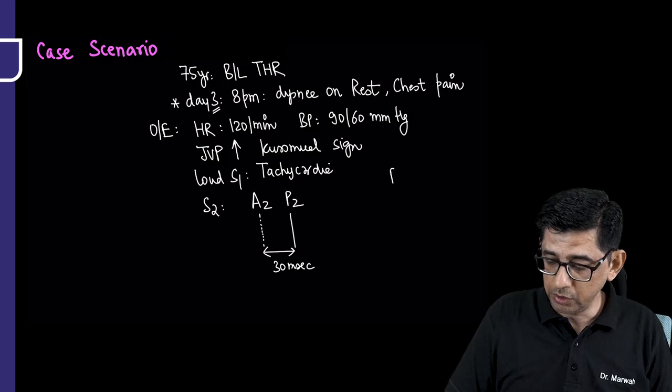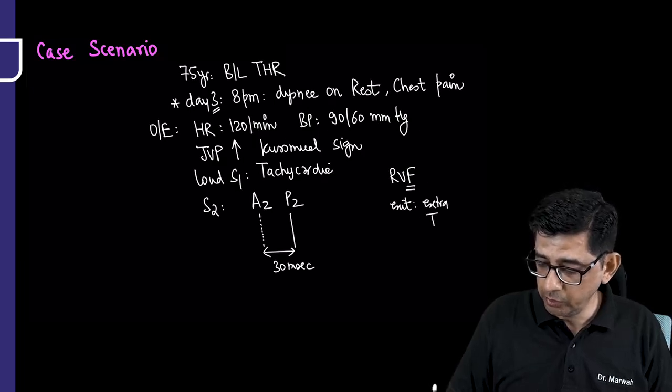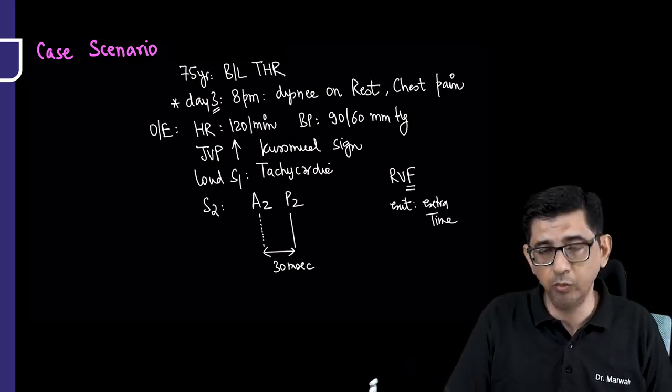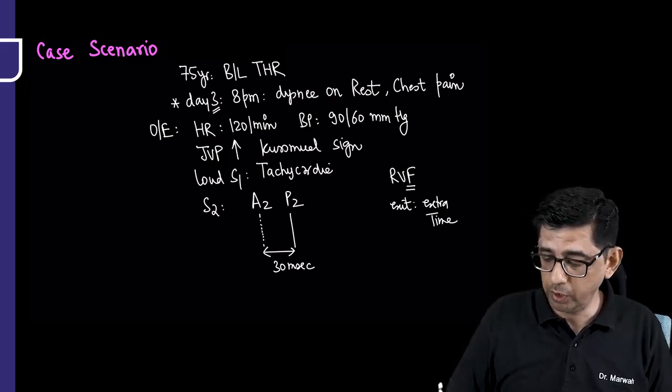So I want you to think logically and tell me, if the right ventricle is failing, then the exit of blood from the right side of the heart, will it take normal time or will it take extra time? And I'm very sure you would be on the same frequency with me that if the right side of the heart fails, then blood will take more time to go out of the heart. And because exit will take extra time, what will happen to pulmonic valve closure?